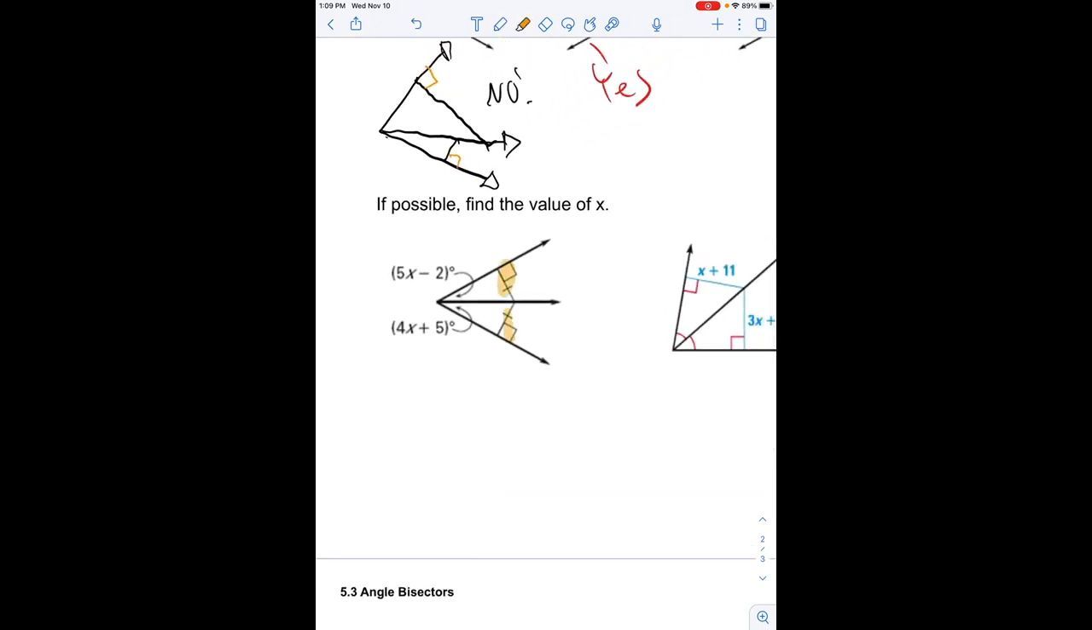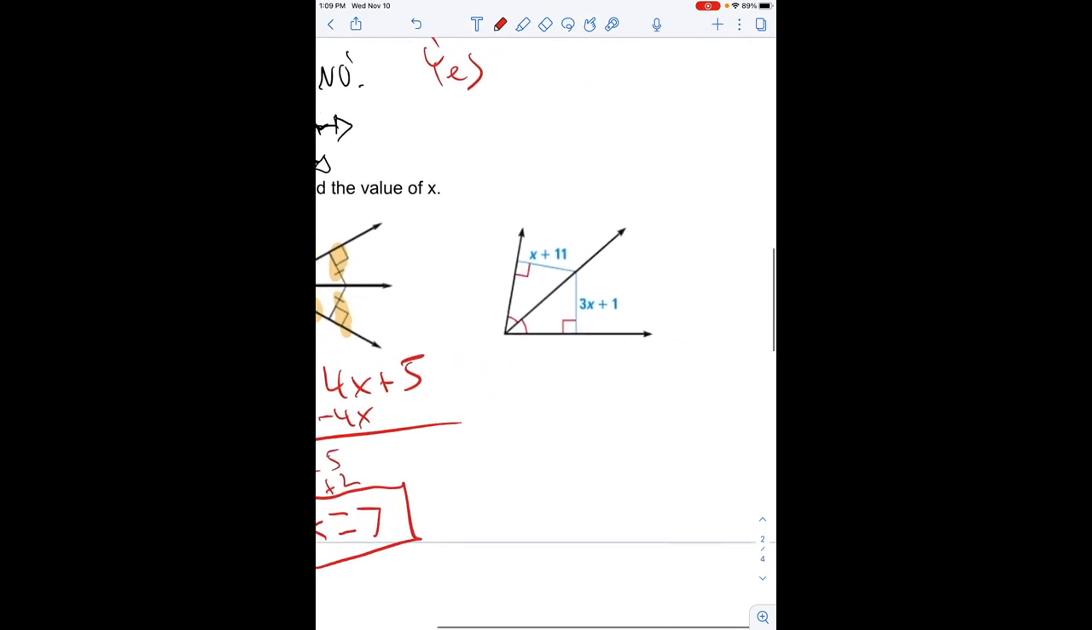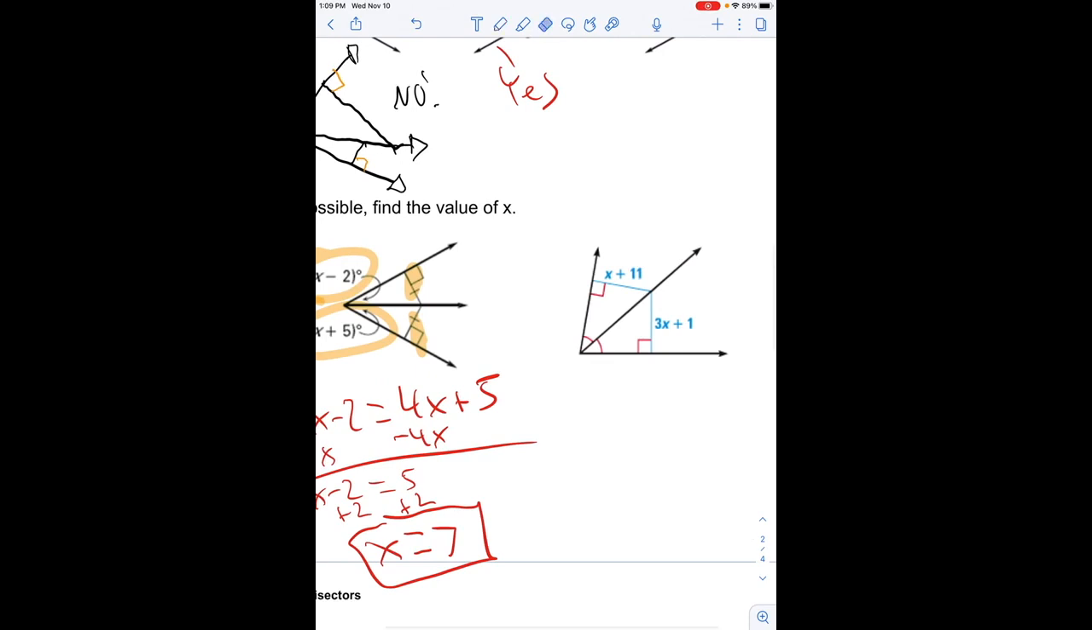So if it's possible, find x. Again, I see I've got enough information here to solve it. So that means that this angle is going to be the same as this angle. So I'm going to set them equal to each other and solve. Subtract 4x, subtract 4x. x minus 2 equals 5, add 2, x equals 7.